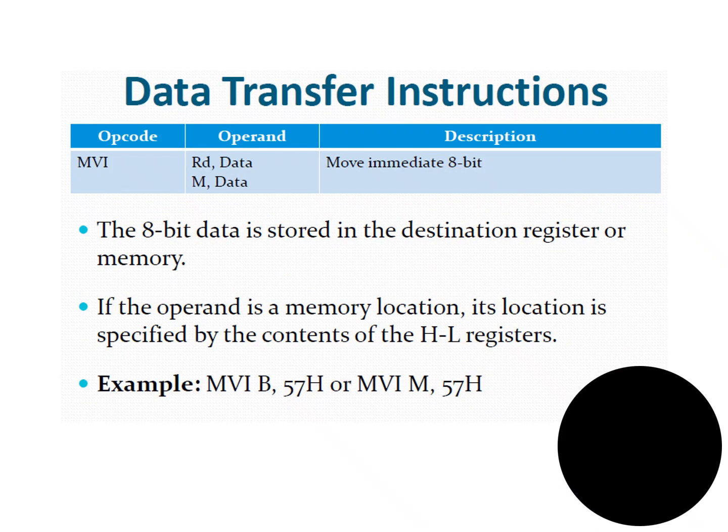Okay, so MVI means MVI RD, data. RD means destination, and data is the source, which is immediate data, that is, 8-bit data.